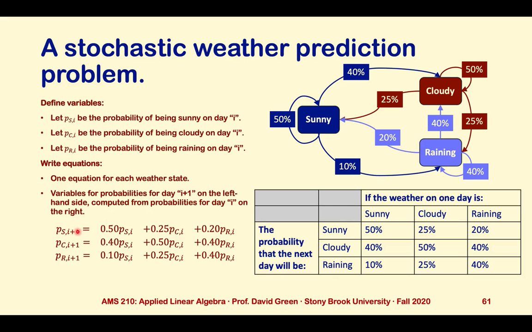And the way that we get this probability is by adding up the possible ways that we can get there. So how can we be sunny the next day? There are 3 ways that we could get to being sunny on a particular day. It could have been sunny the day before and still sunny. It could have been cloudy the day before and then sunny. It could have been raining the day before and then sunny.